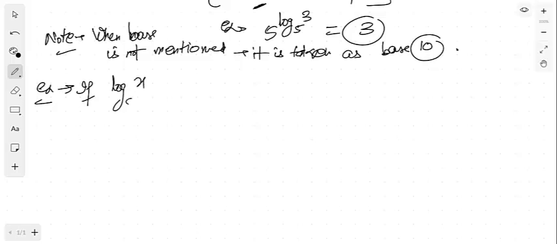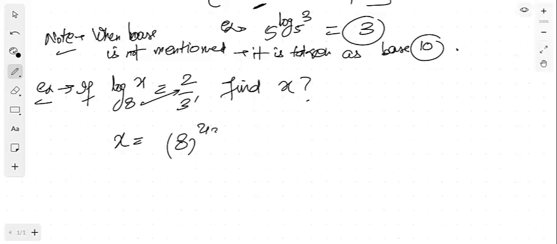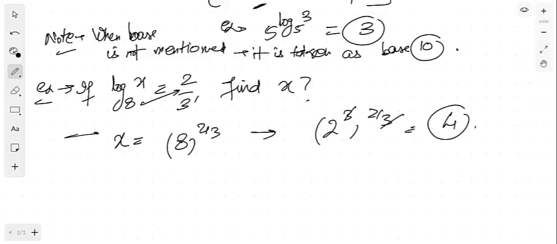If it is given log x base 8 equals 2 by 3, and they ask you to find the value of x, then x is equal to 8 to the power 2 by 3. Then 8 is nothing but 2 to the power 3, so 2 to the power 3 to the power 2 by 3, this 3 will get cancelled out, and this will be equal to 4. This is your answer. You can take this value here and then it will become the power, and then you can solve.